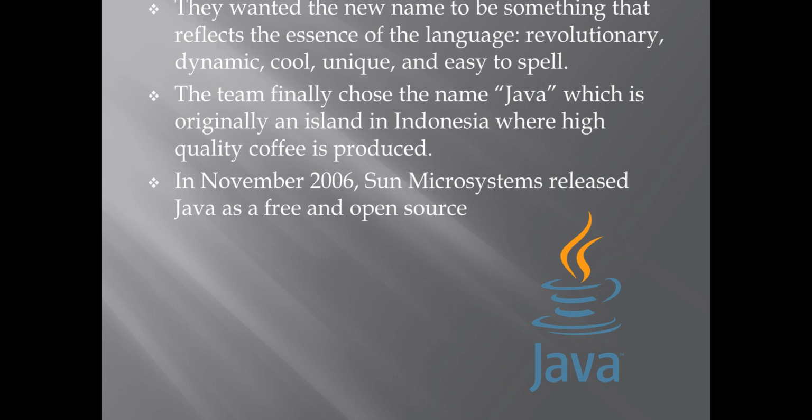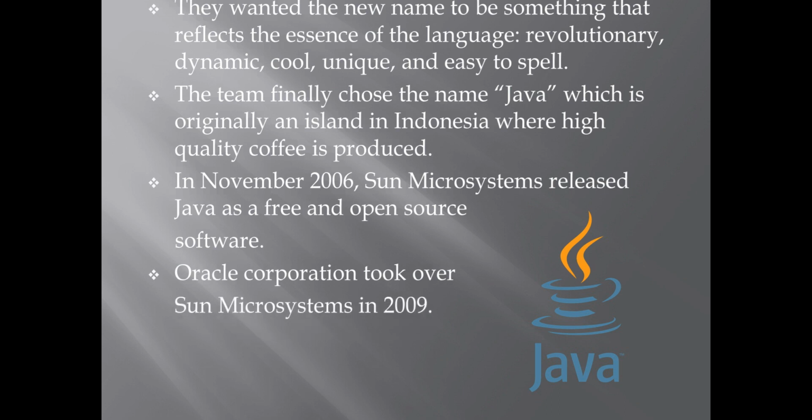After that, in November 2006, Sun Microsystems released Java as free and open source, and we're gonna discuss what open source software is later. And then Oracle Corporation took over Sun Microsystems in 2009.